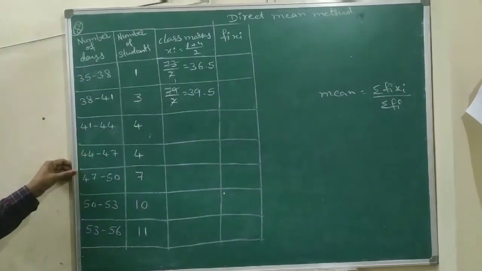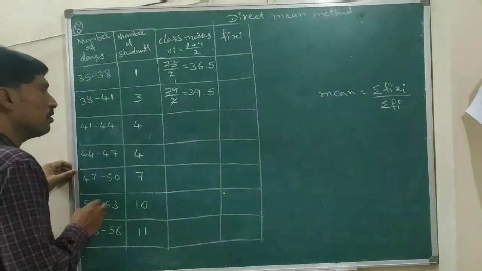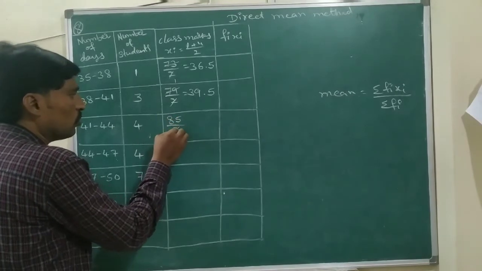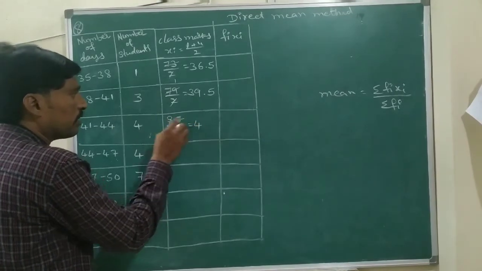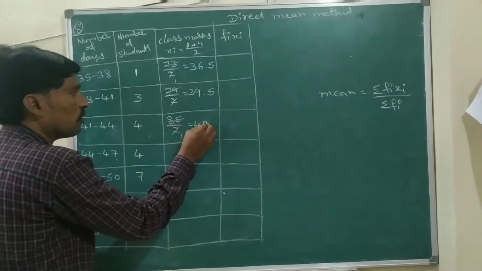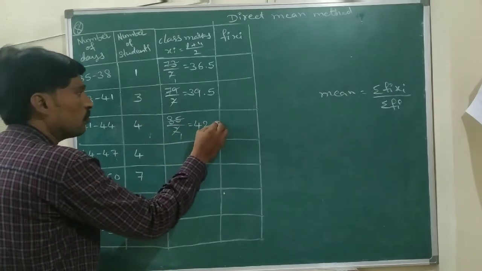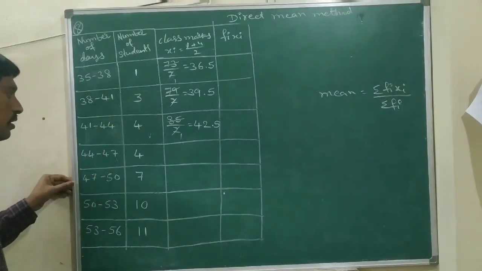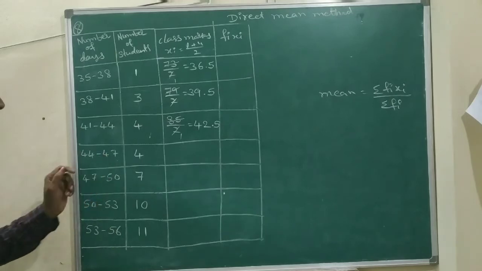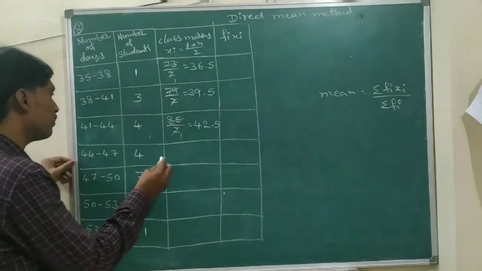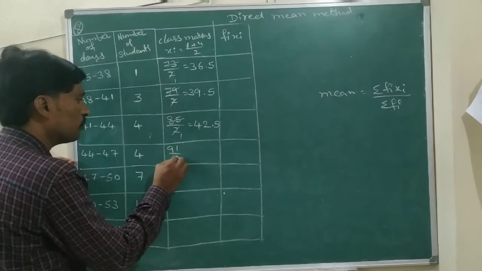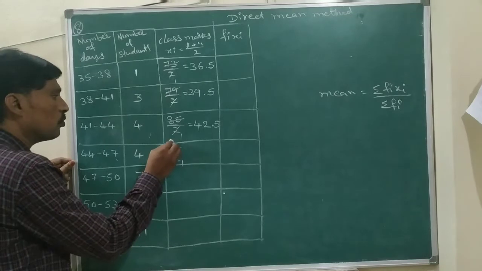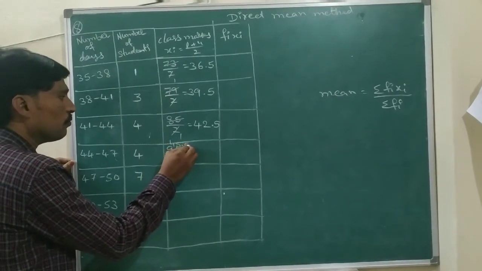Next class, 41 is the lower limit, 44 is the upper limit. 41 plus 44, 85 by 2. 2 1s are 2, 2 4s are 8, 2 2s are 4, 1 remained, 0.25 are 10. So 42.5. Next class interval, 44 to 47. Lower limit is 44, upper limit is 47. 44 plus 47 is 91 by 2. 2 1s are 2, 2 45s are 90, 2 5s are 10.